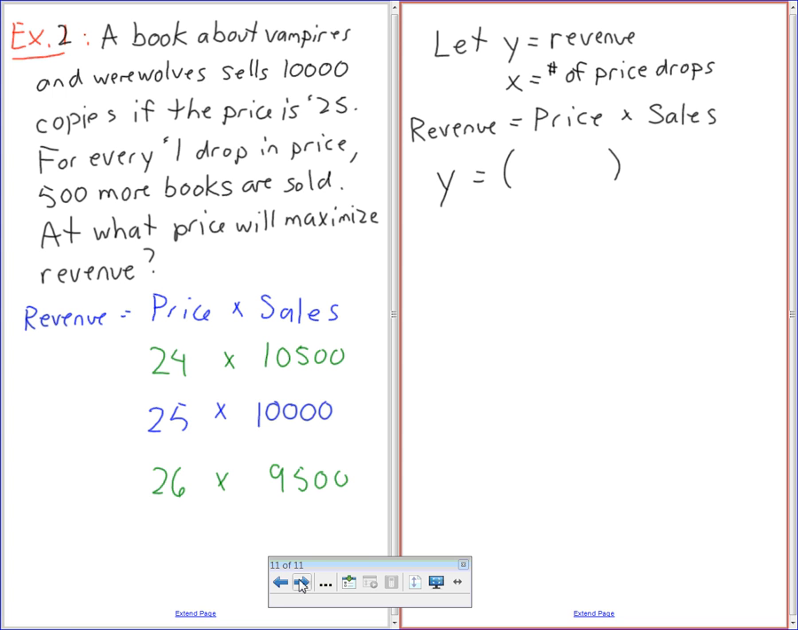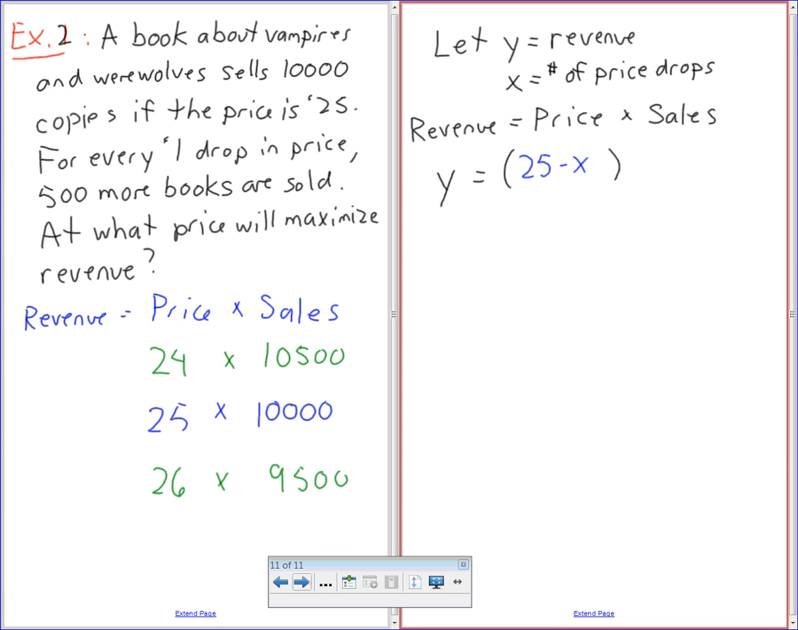The price here, as Olivia said, is 25 minus x. The starting price here is going to be $25. You're dropping by $1 each time, right? So every step you're going to be dropping by 1, so minus 1x.